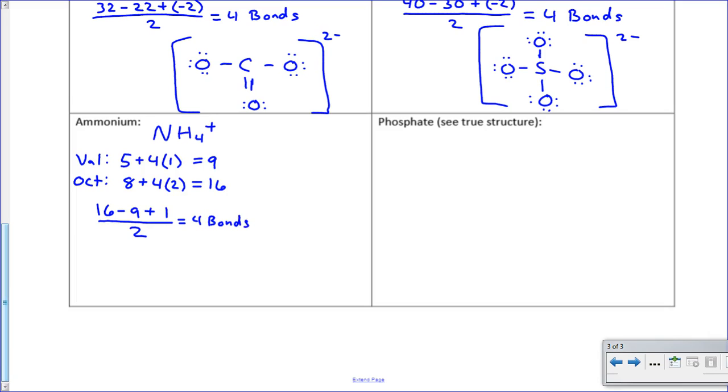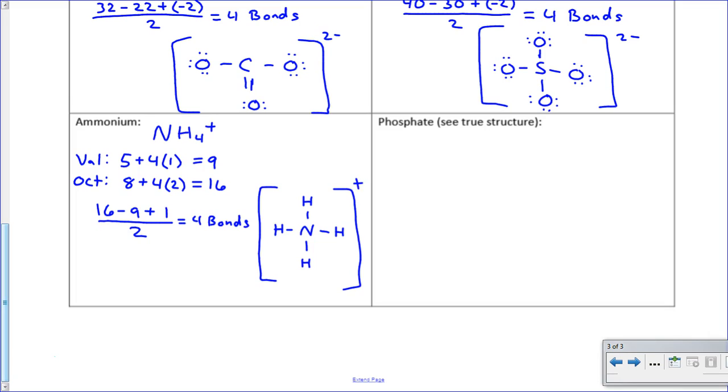All right, so we'll put the nitrogen in the middle, 4 hydrogens coming off of that. That actually gives us our 4 bonds. The nitrogen is good because it has 8 electrons around it with its 4 bonds. The hydrogens are good because they only need 2 electrons. So we just throw brackets here. This is a plus 1 charge.